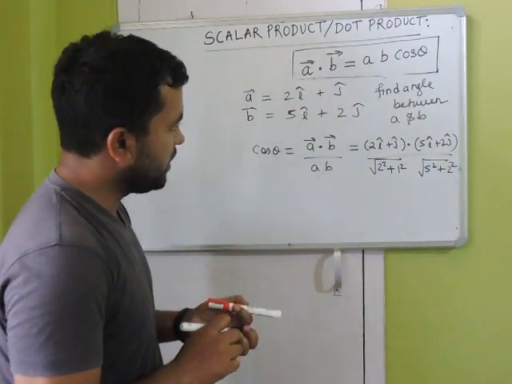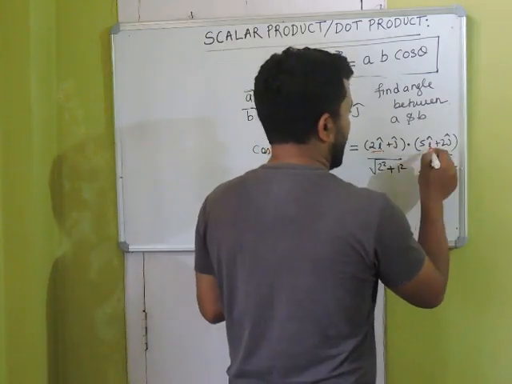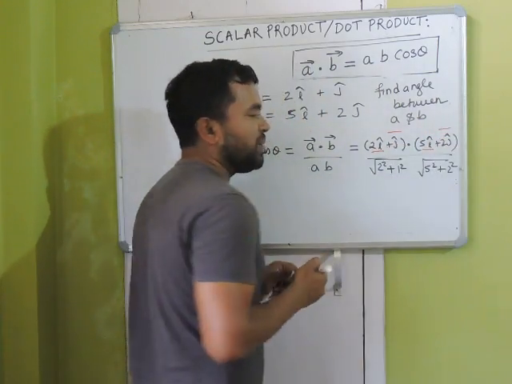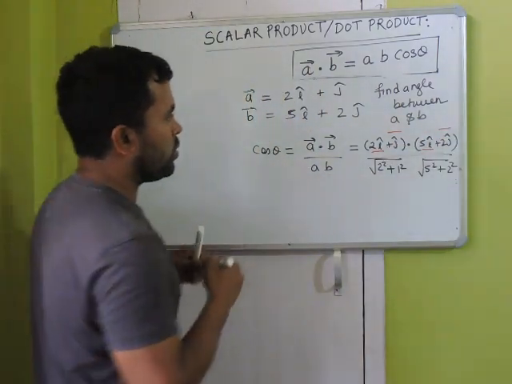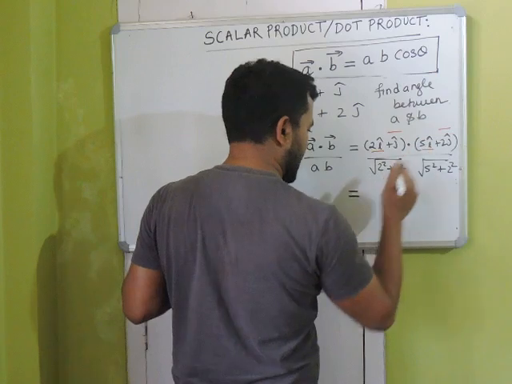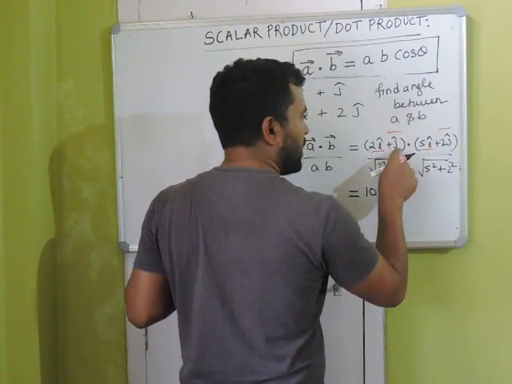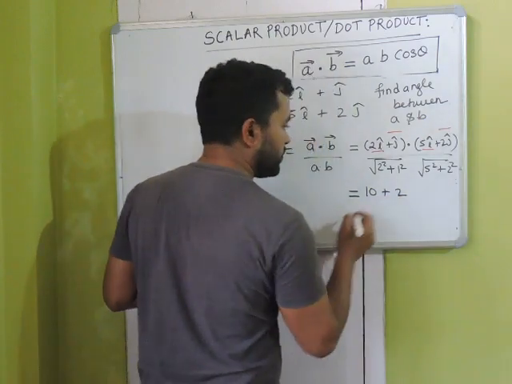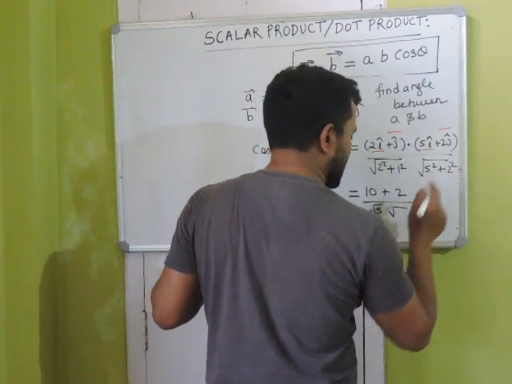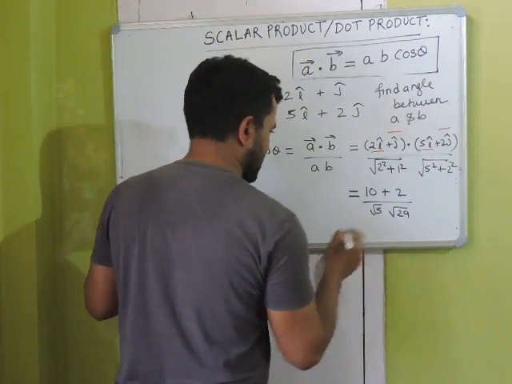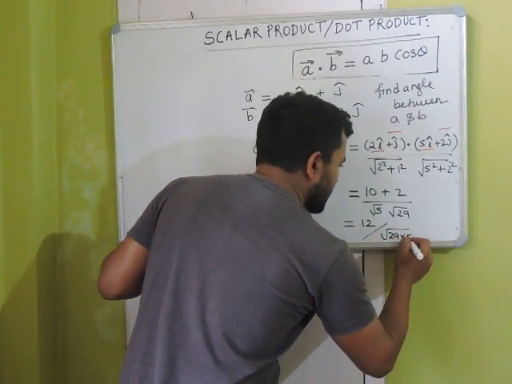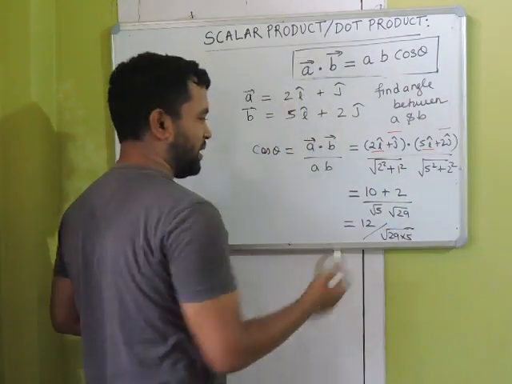Now as we discussed, only i and i will operate, and j and j will operate. Other combinations will be 0. Fine. So what we are going to find here is 2 times 5, 10, i dot i is 1, so 10, plus 1 times 2, that is 2, and this is 4 plus 1, root 5, and this is 25 plus 4, 29. Okay, so I can write this to be 12 by root 29 into 5. You can find what is 29 into 5.